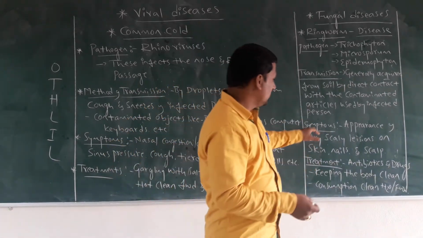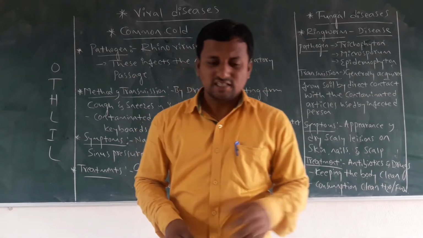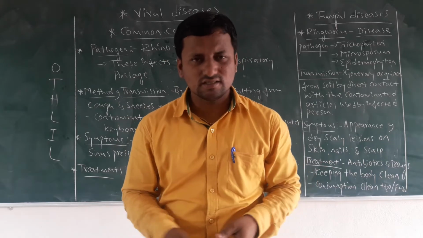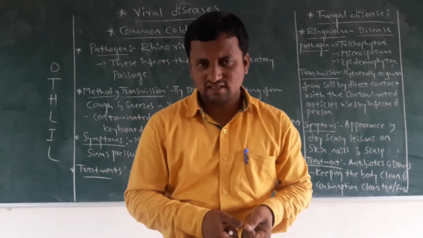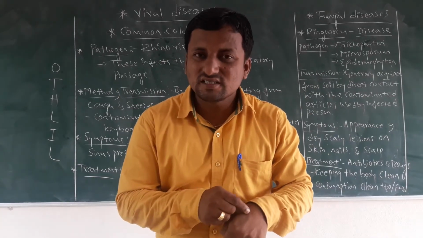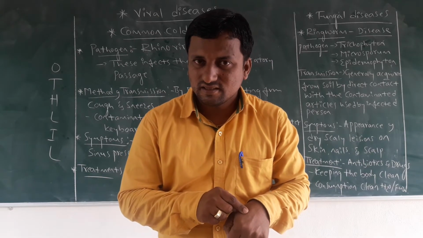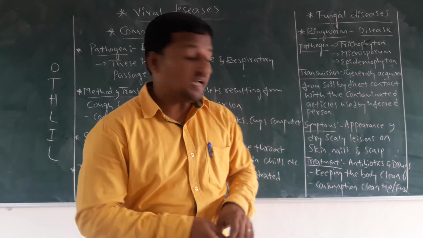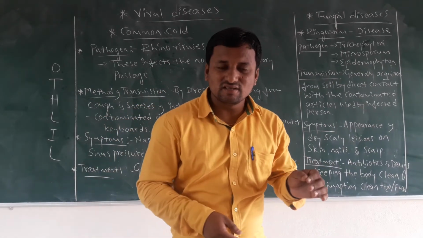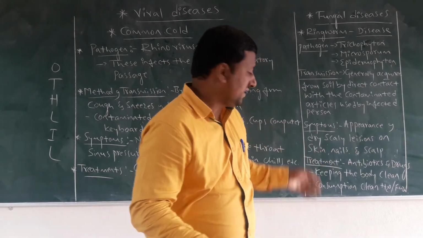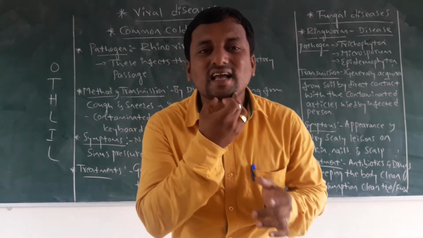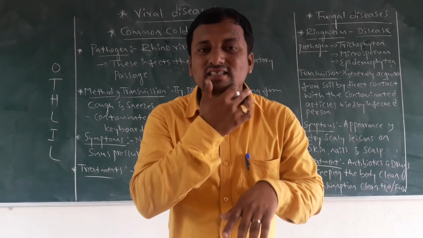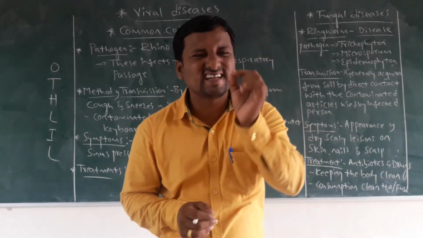Okay. Next, what are the symptoms? We often don't know what the symptoms are. Almost always on the skin, there is the development of circular, ring-shaped patches that are reddish in color. And next, there is the appearance of dry, scaly lesions on the nails, skin and scalp region.